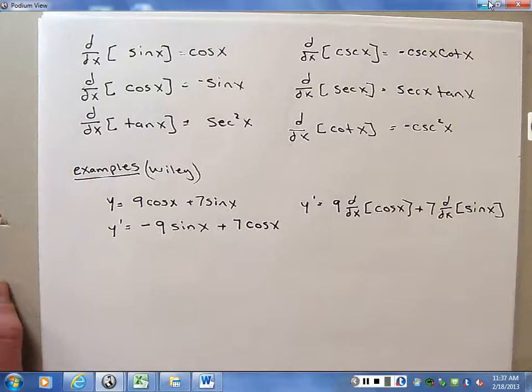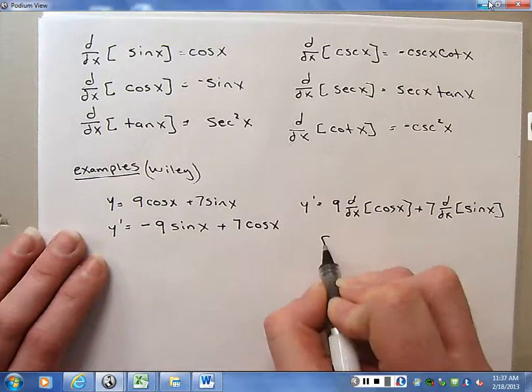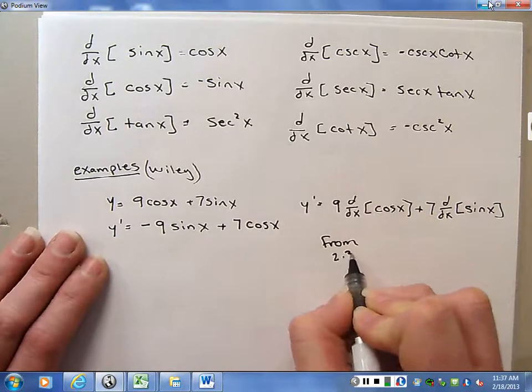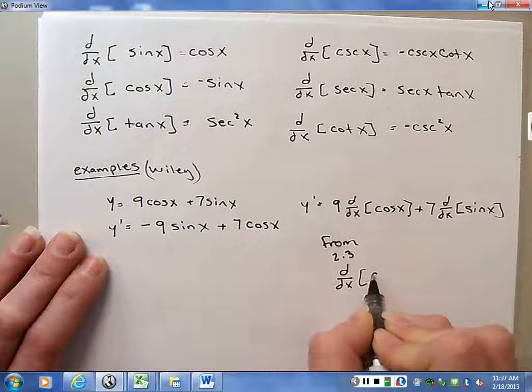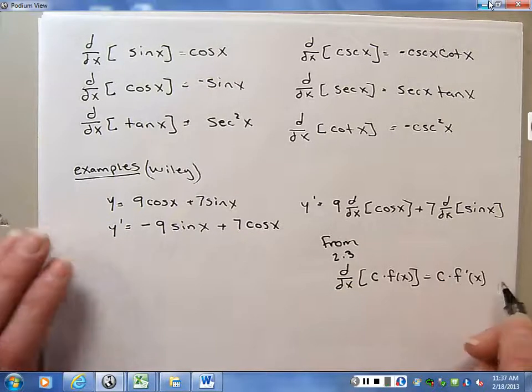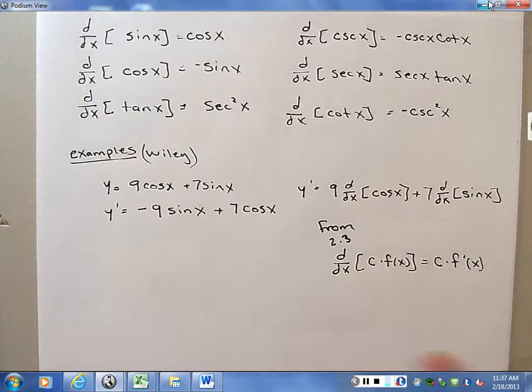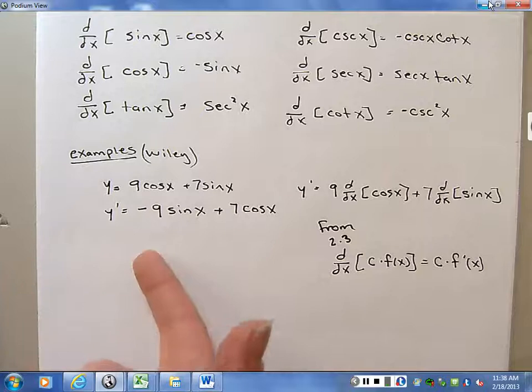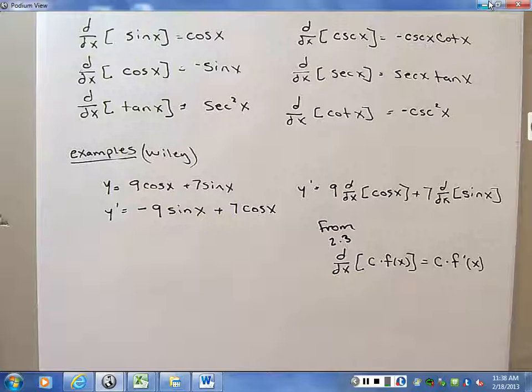Question? And why does the 9 come out in front? So remember from 2.3, we learned that the derivative with respect to x of a constant times a function is a constant times the derivative of the function. The proof of the formula is in the book if you want to go back through that. You could go with the product rule here too, but the derivative of 9 is 0. Right? So you'd have 0 plus negative 9 sine of x. So you could do that, but you don't have to with constants.